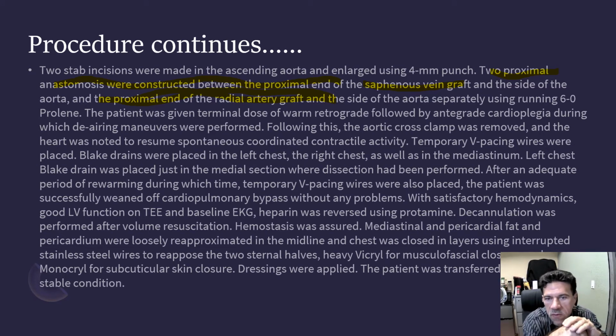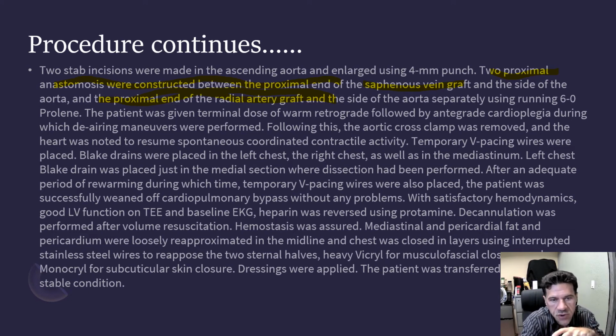was performed. Following this, the aortic cross clamp was removed, and the heart was noted to resume spontaneous coordinated contractile activity. Temporary V pacing wires were placed. Blake drains were placed in the left chest. Okay, the procedure is over. They're just closing the left chest.